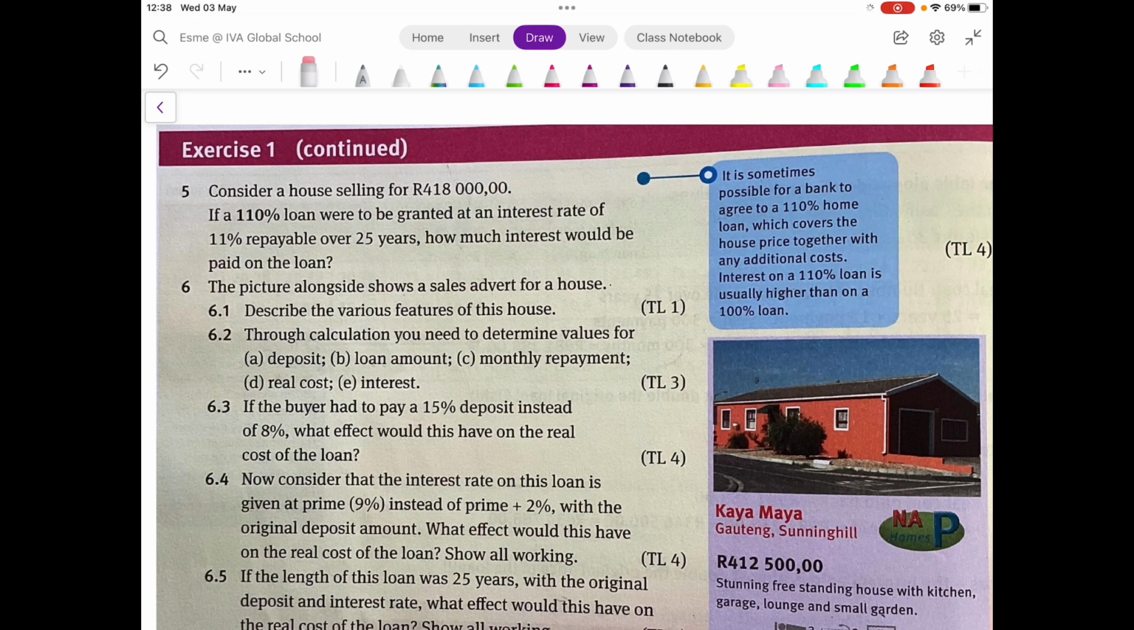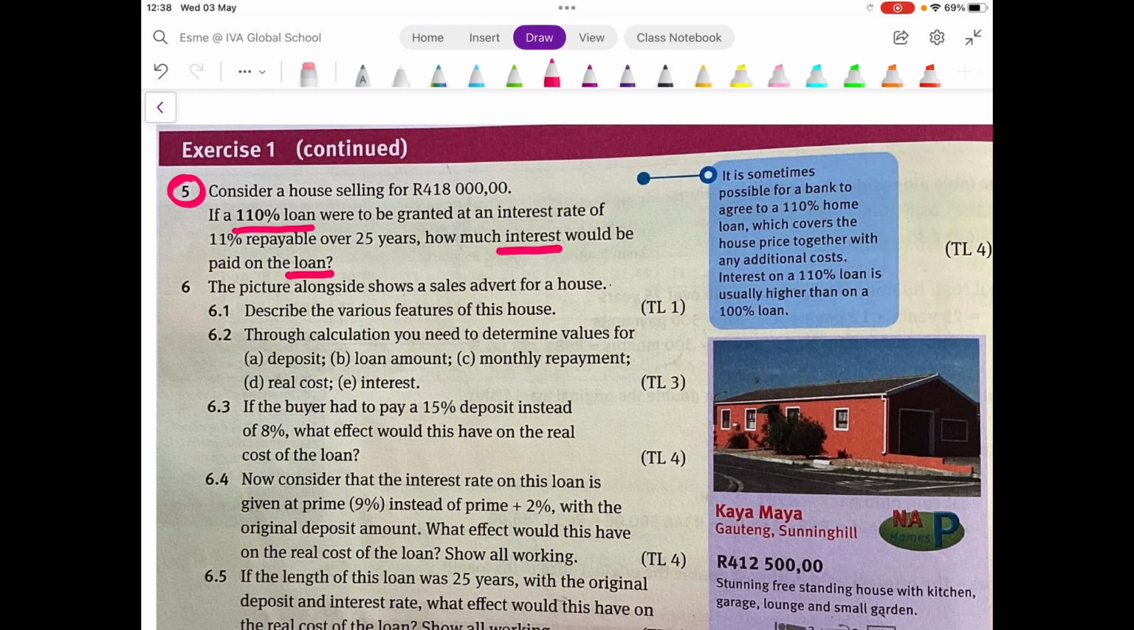Consider a house selling for $418,000 if a 110% loan were to be granted at an interest rate of 11% payable over 25 years. Yes, it is possible to get a 110% loan, and normally that is for first-time home owners, and that helps to pay with transfer fees, etc. So how much interest would be paid on the loan?